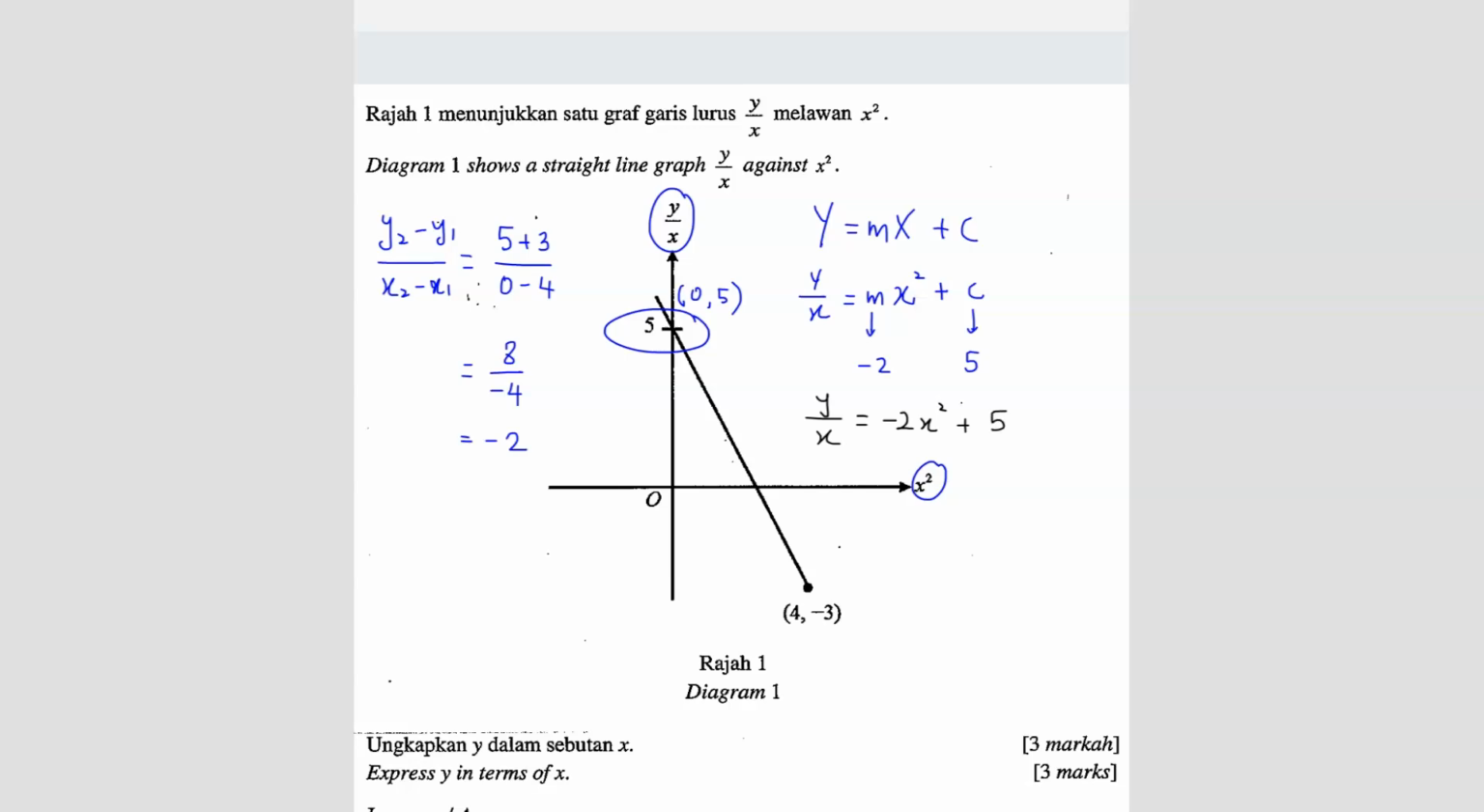Now the question is asking you to express y in terms of x, so that means y must be the subject. So what we're going to do is we have to remove this x here, so we're going to take the whole equation, multiply by x. Okay, so when you multiply by x, you will get y equals to negative 2x cubed plus 5x. So this is your answer.